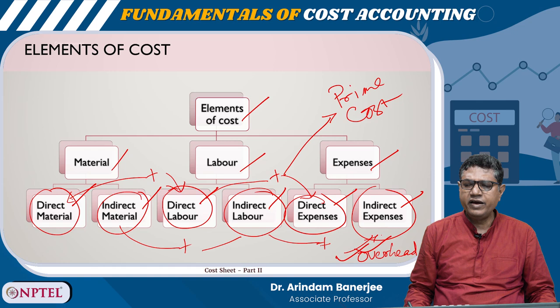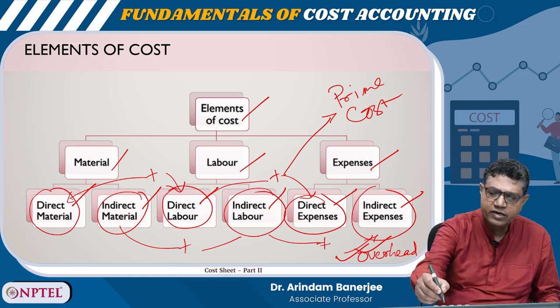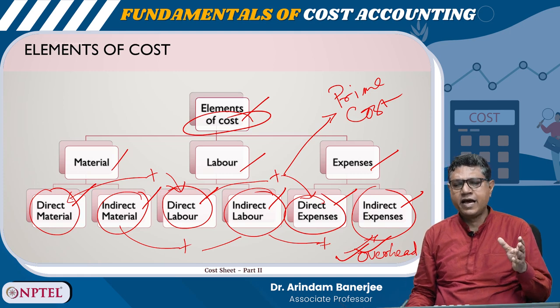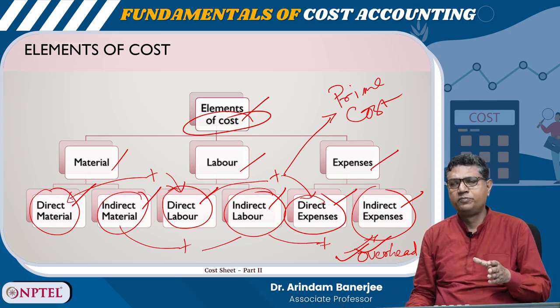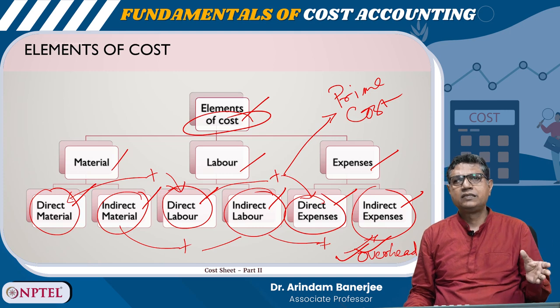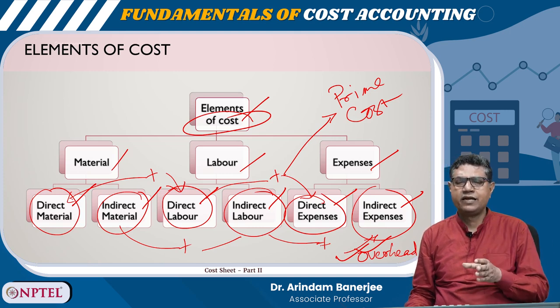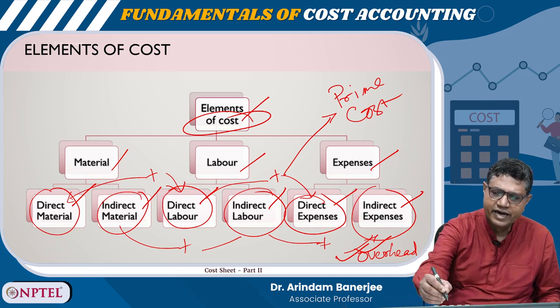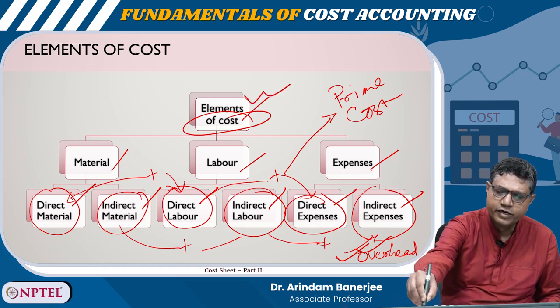Fine. And if I add all of this, what do I get? I get the total cost. So if I add direct material plus direct labor plus direct expenses plus indirect material plus indirect labor plus indirect expenses, I should get the total cost.